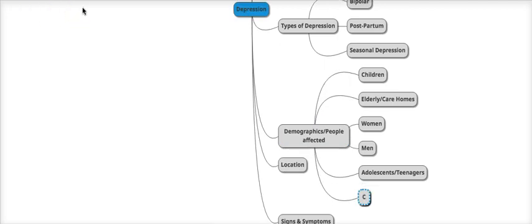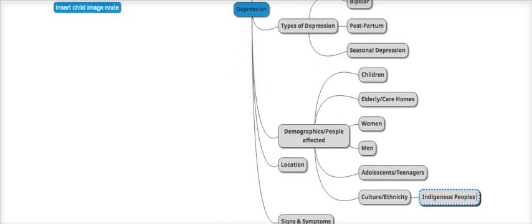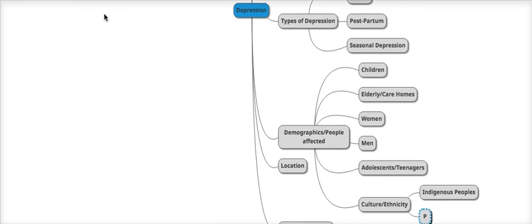Demographics is really broad, right? So we could again maybe break this further and look at culture or ethnicity as a determining factor. You could even go further in this one and say, maybe I want to focus solely on Indigenous peoples and their struggles with depression. Or you might look at, do people of color struggle more with depression or certain kinds of depression?